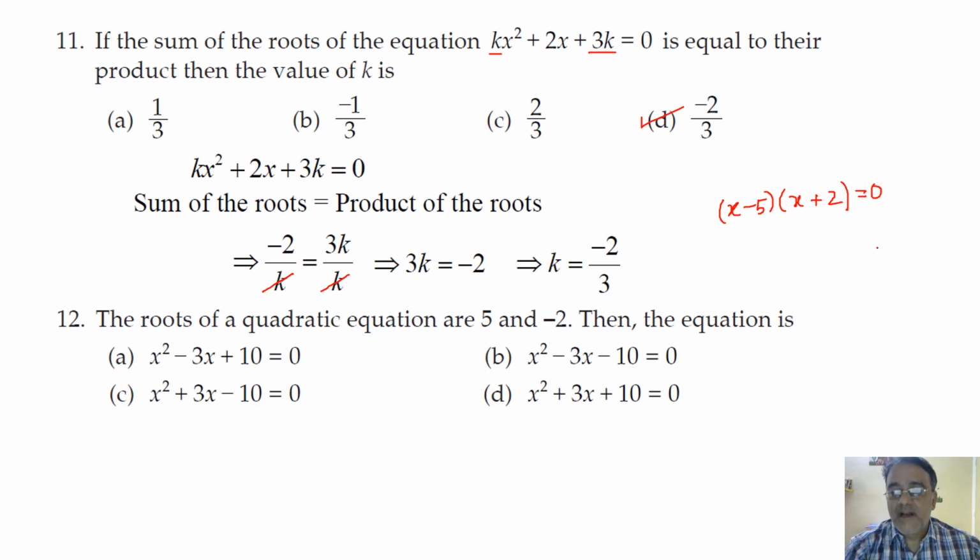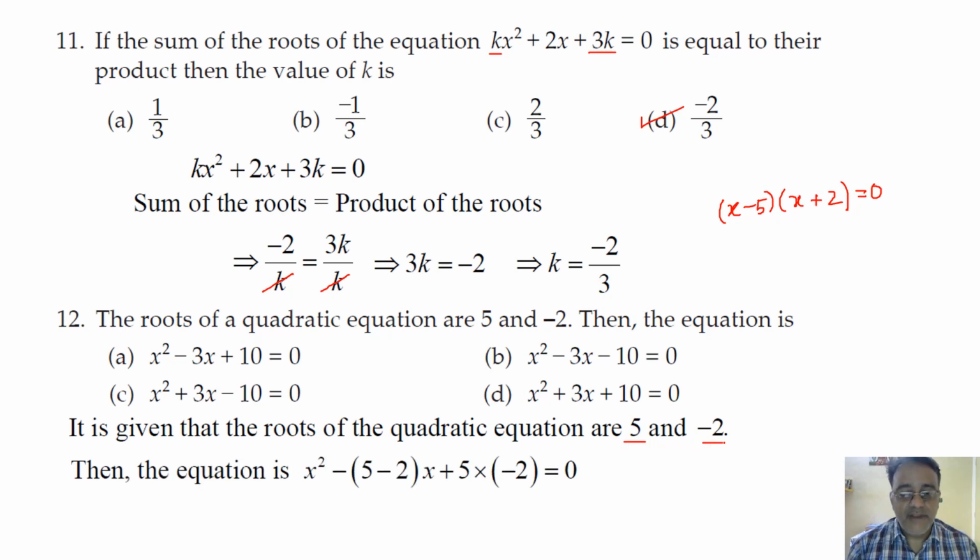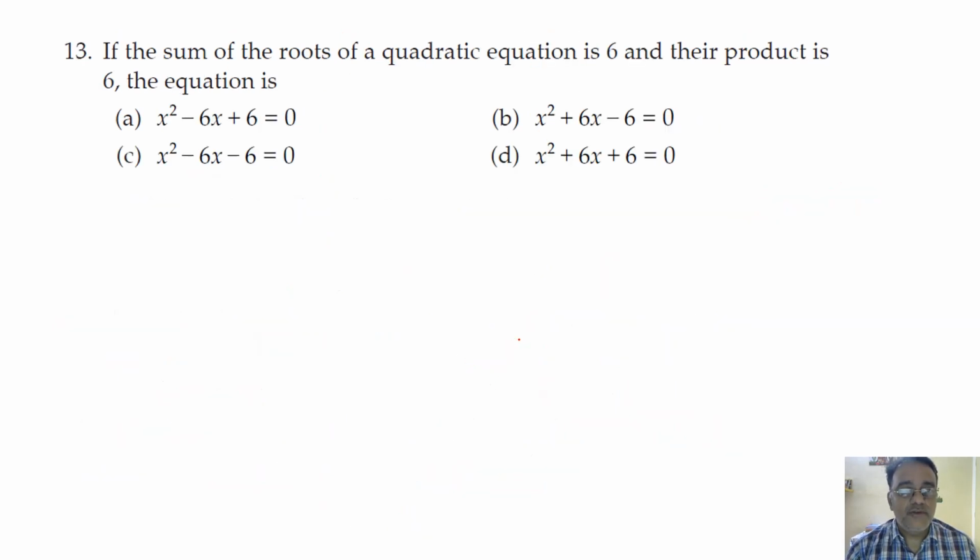ठीक है. Otherwise we can use the formula directly. अब इसको simplify कर लो, you'll get the answer. Otherwise we can use the formula x square minus alpha plus beta into x plus alpha beta is equals to 0. Okay, so that formula we are going to use. So alpha plus beta, we are getting 3, or we can substitute directly in this formula. So x square minus 3x minus 10 is equals to 0. And the correct option is Option B. Right. So now we are moving toward question number 13.